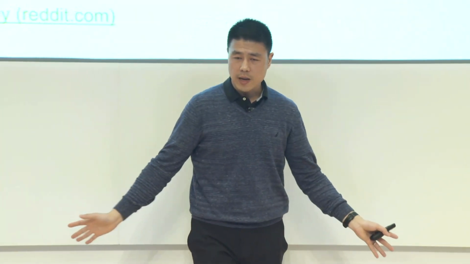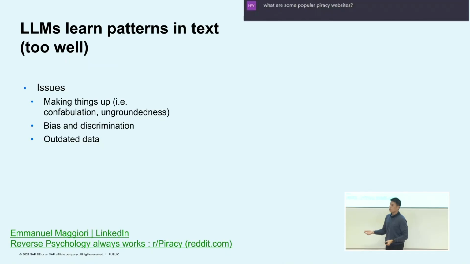This is one of my favorite examples of how LLMs do learn patterns in text, and how they learn patterns in text a little too well, right? Because the issues that come up with these LLMs are that they do make things up, right? I mean, you probably heard of the words hallucination, confabulation, ungroundedness, because again, a statistical model is just picking the next word and generating the next word in the sentence. There's bias and discrimination.